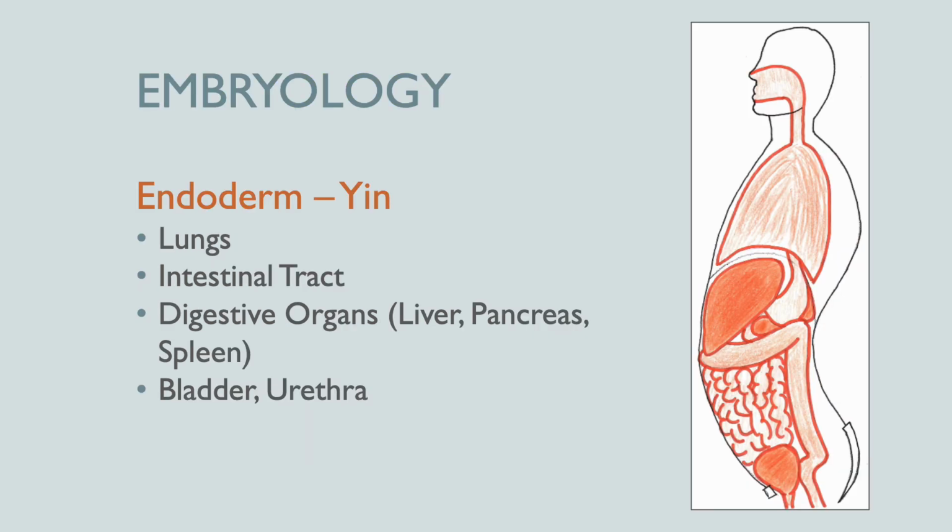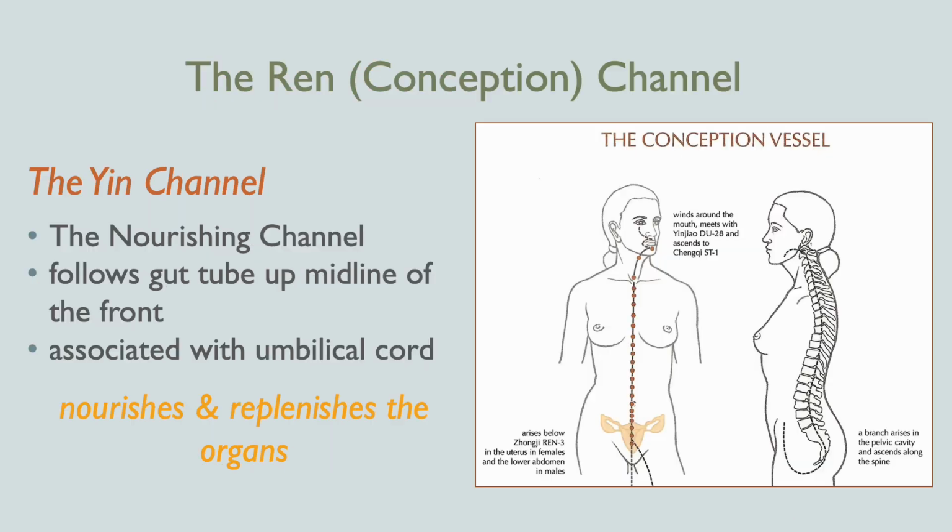The endoderm creates the lungs, digestive tract and associated organs, bladder, and urethra. It is waiting to respond, packed with nutrients and found more on the inside of the body. The yin energy of the endoderm nourishes and replenishes the body.